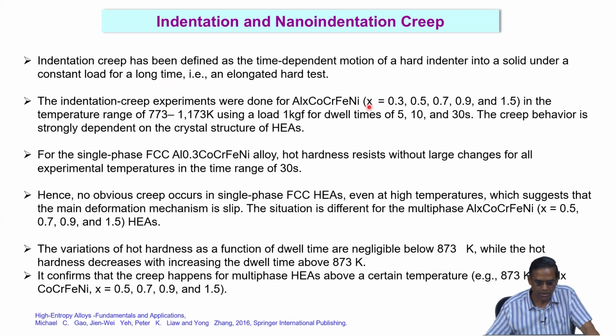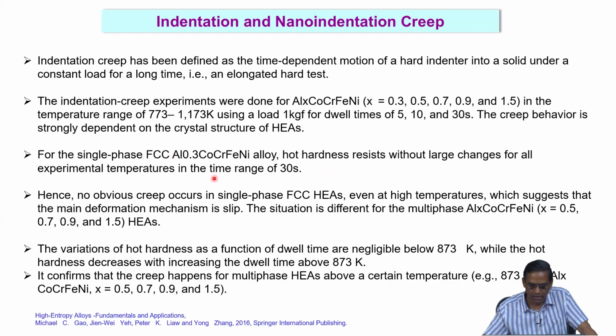Typically, indentation creep experiments were done for aluminum, cobalt, chromium, iron, nickel alloys with increasing aluminum content. In the literature all sorts of data are available. It's quite popular with increasing aluminum content in the range of 773 to 1173 K, using 1 kilogram force load for a dwell time of 5, 10 and 30 seconds. And this creep behavior is strongly dependent on the crystal structure of high-entropy alloys. And this particular alloy has an FCC crystal structure, a single phase.